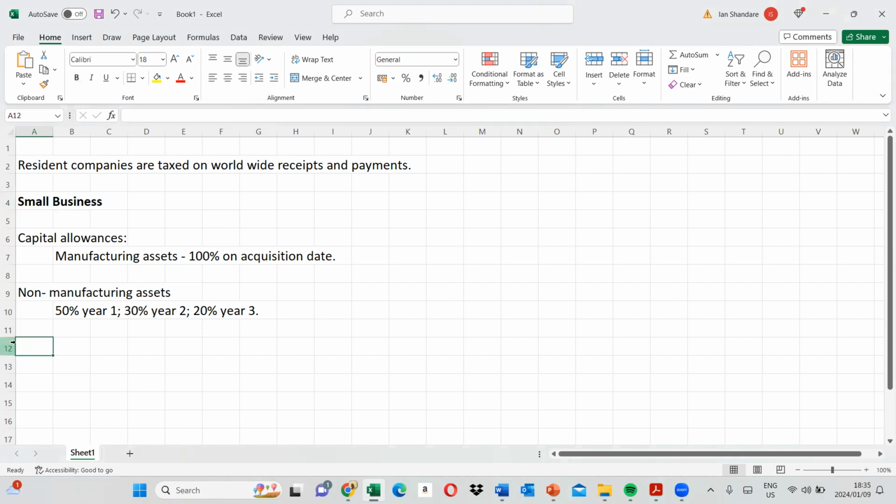Now let's look at a normal company. Just in case, in the exam, they bring a normal company. So in this case, this is when they don't state in the exam that the company is a small business. They say it is not a small business as defined. So you know that different rules apply in regards to normal companies.